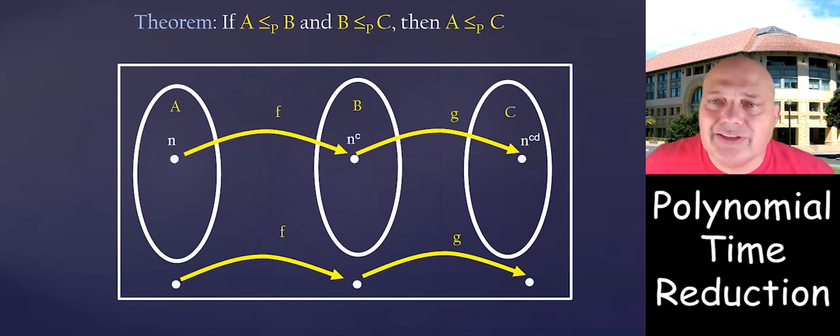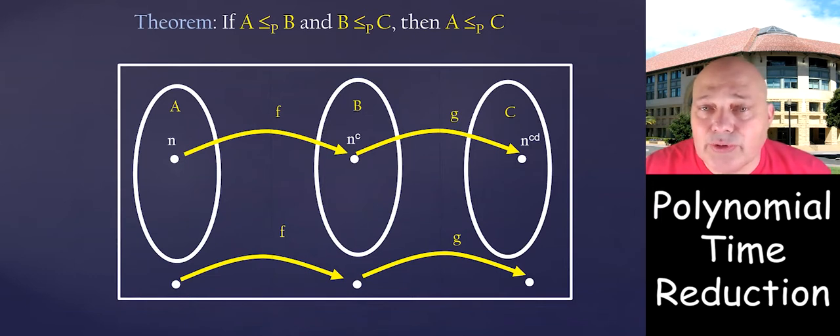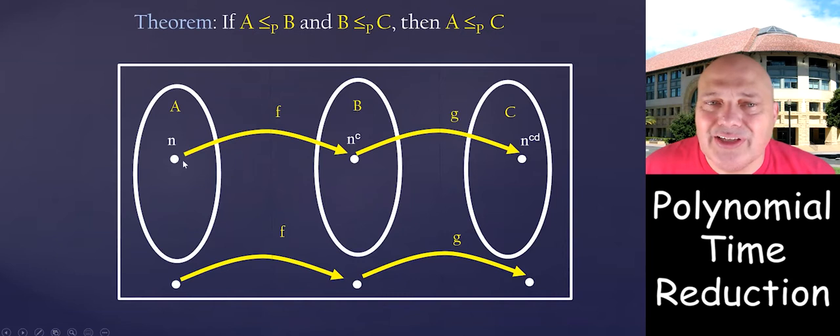Here too, we have this nice transitivity property. If A is polynomial time reducible to B and B is polynomial time reducible to C, then A is polynomial time reducible to C. The reduction is just as before. You compose f with g. You first apply f and then you apply g.